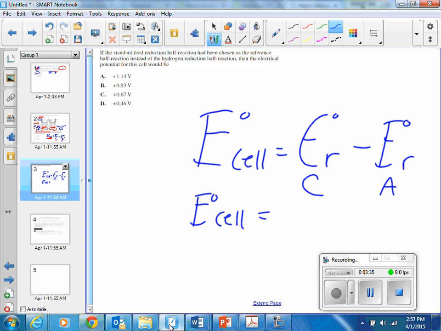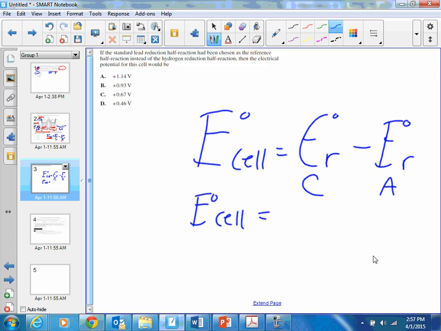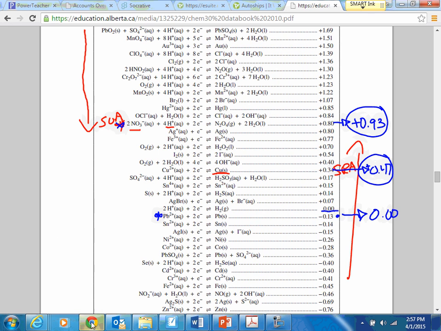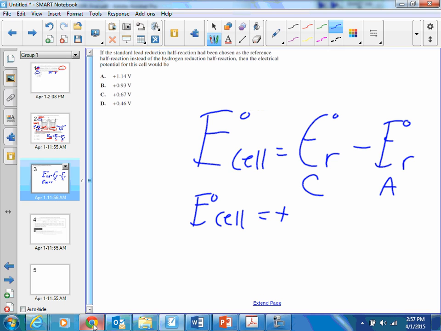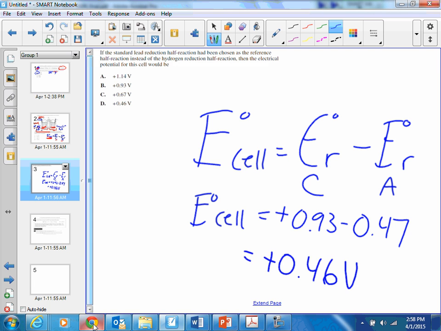So if we go back to our formula, E of the cell is positive 0.93 minus positive 0.47. And this will give us a value of positive 0.46 volts.